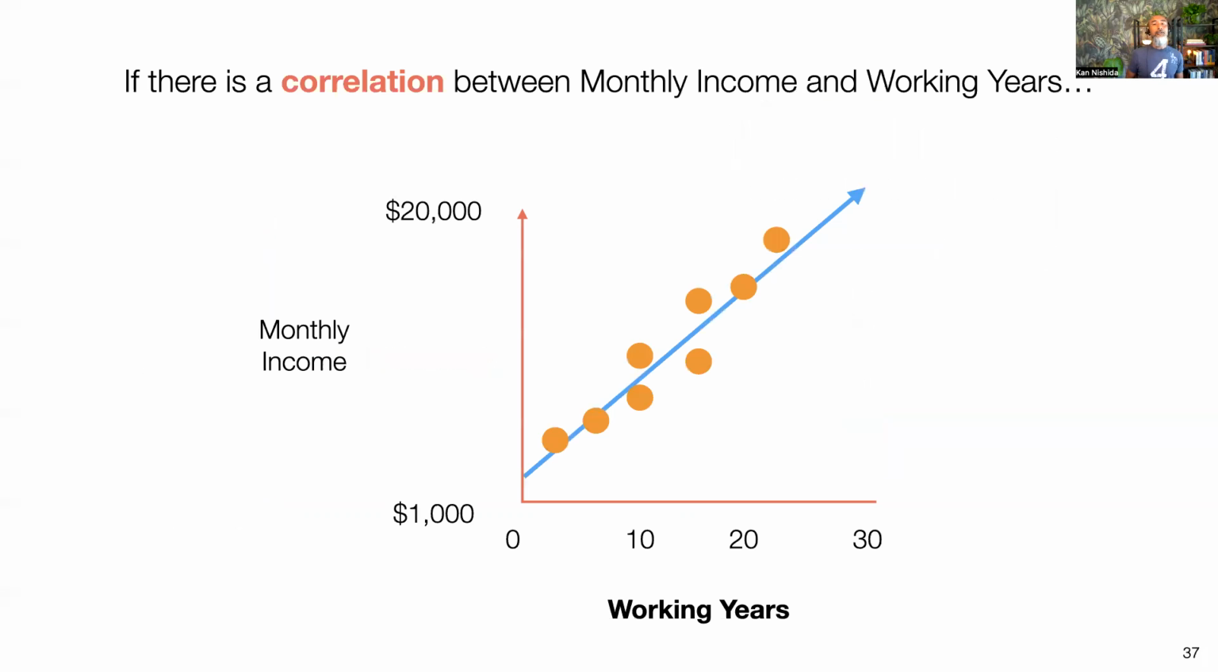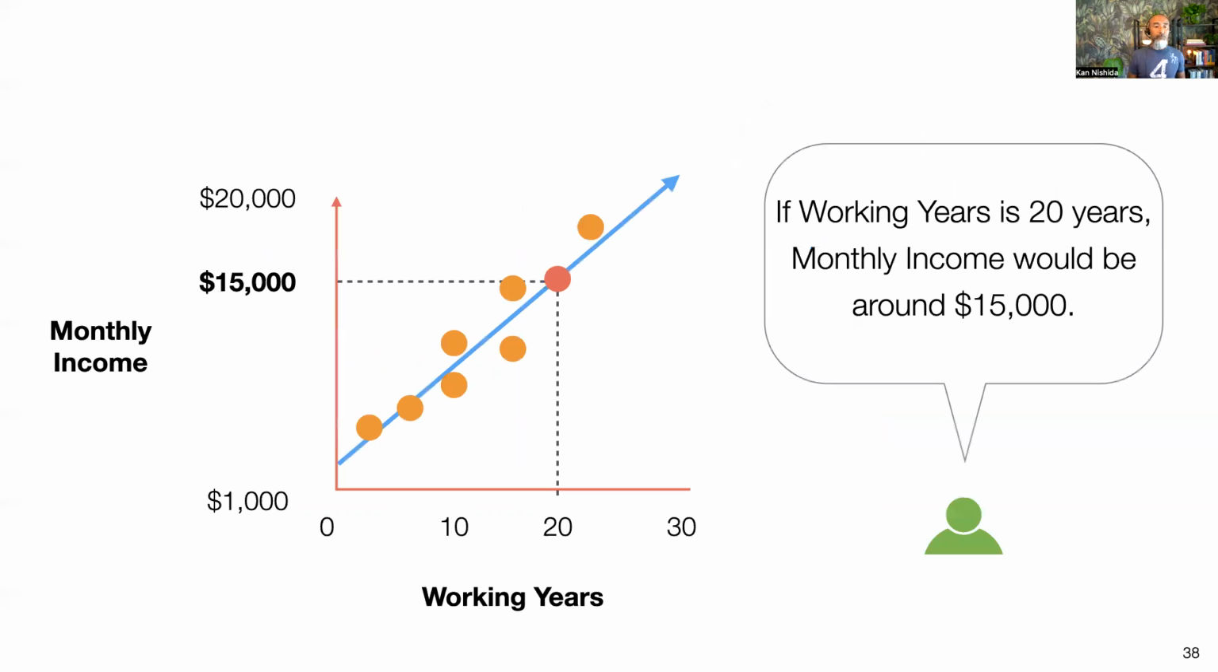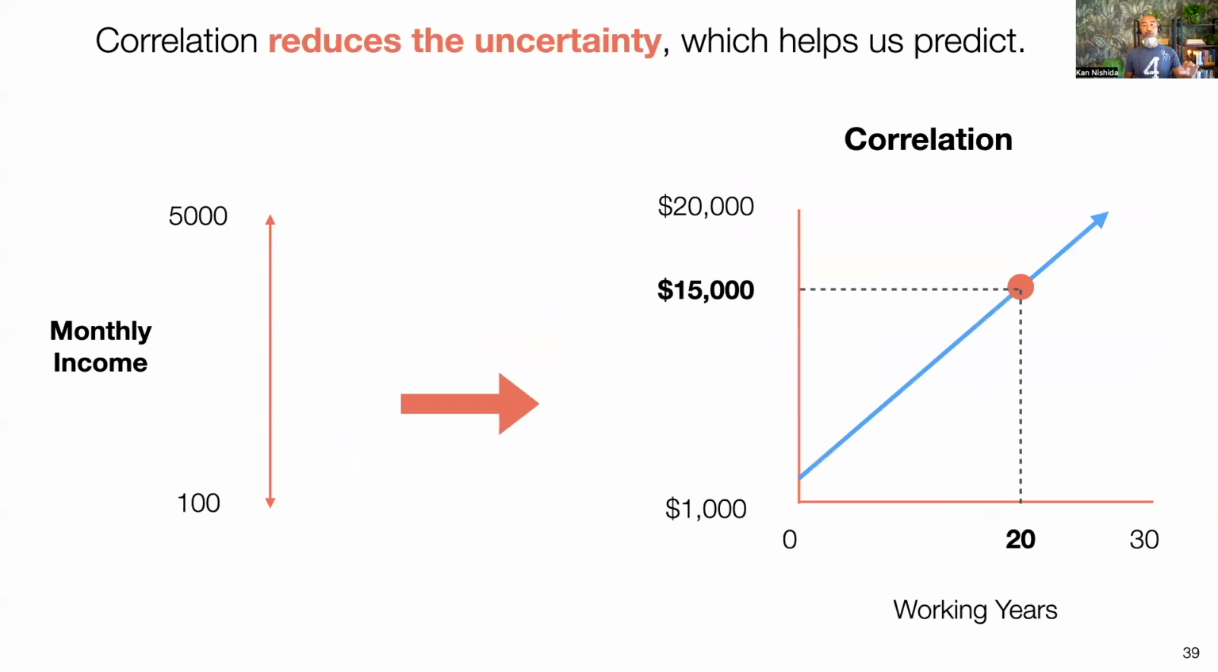But if there is a correlation between working years, how many years this person is working at this company, and monthly income, then that means if I know a given person's working years, let's say this person has already been working at this company for 20 years or something, then I can say maybe this person's income can be around 15,000, maybe between $13,000 and $17,000 or something like that. So what just happened is the uncertainty reduced.